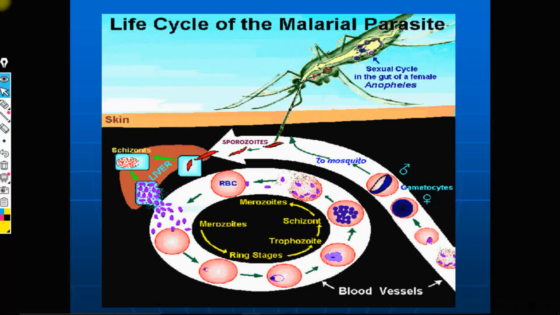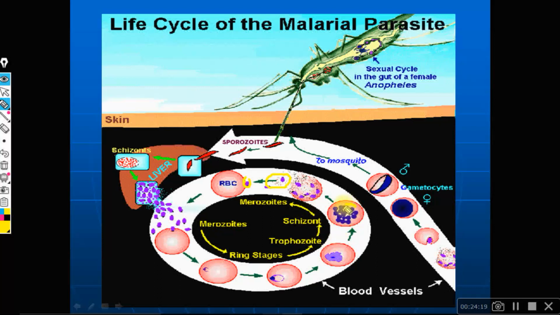Fine, let's discuss a few of the very important details of this cycle. As I discussed, this RBC will rupture, and this ruptured RBC will infect new RBCs, and that is how they will continue to multiply.